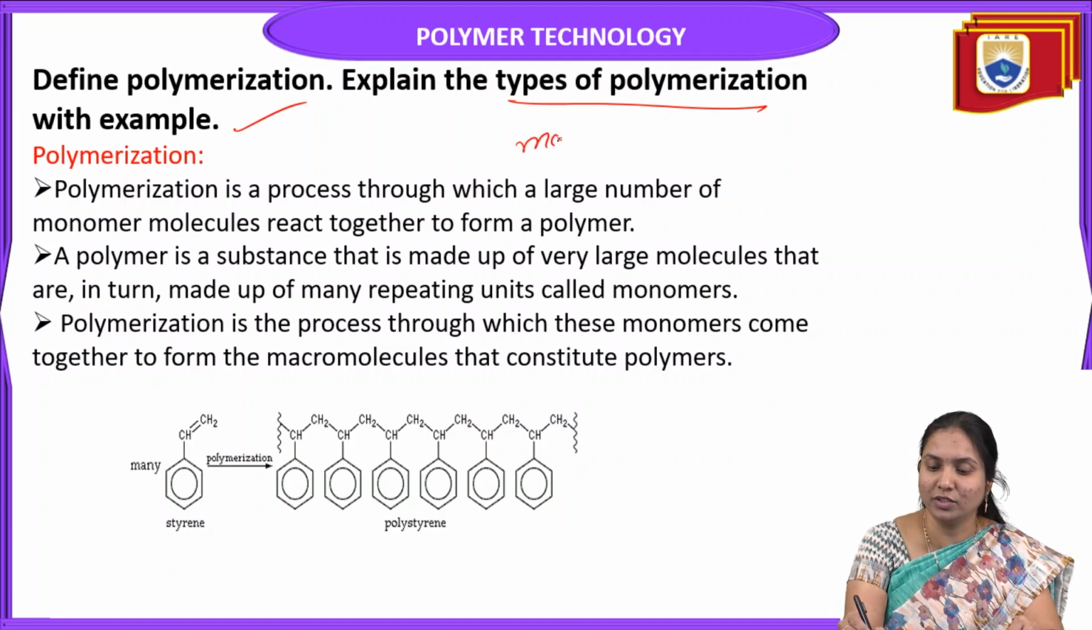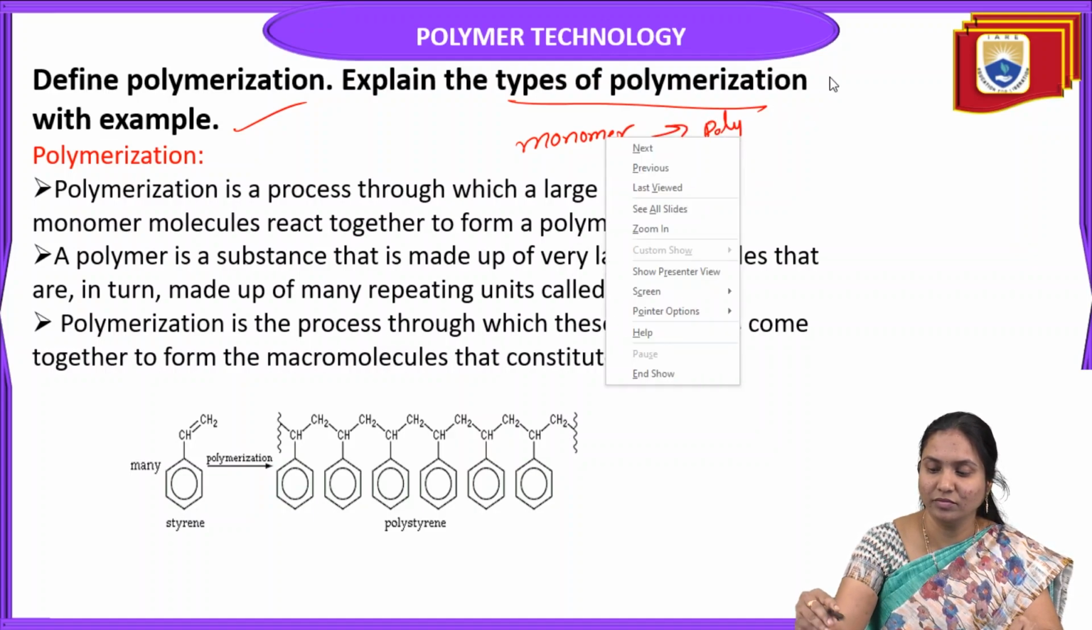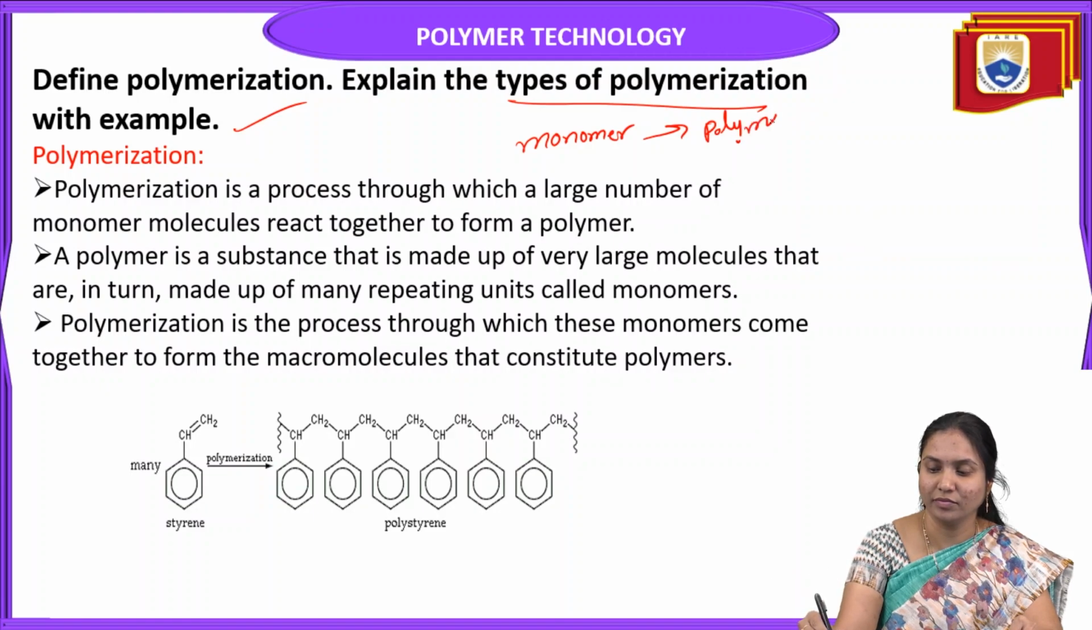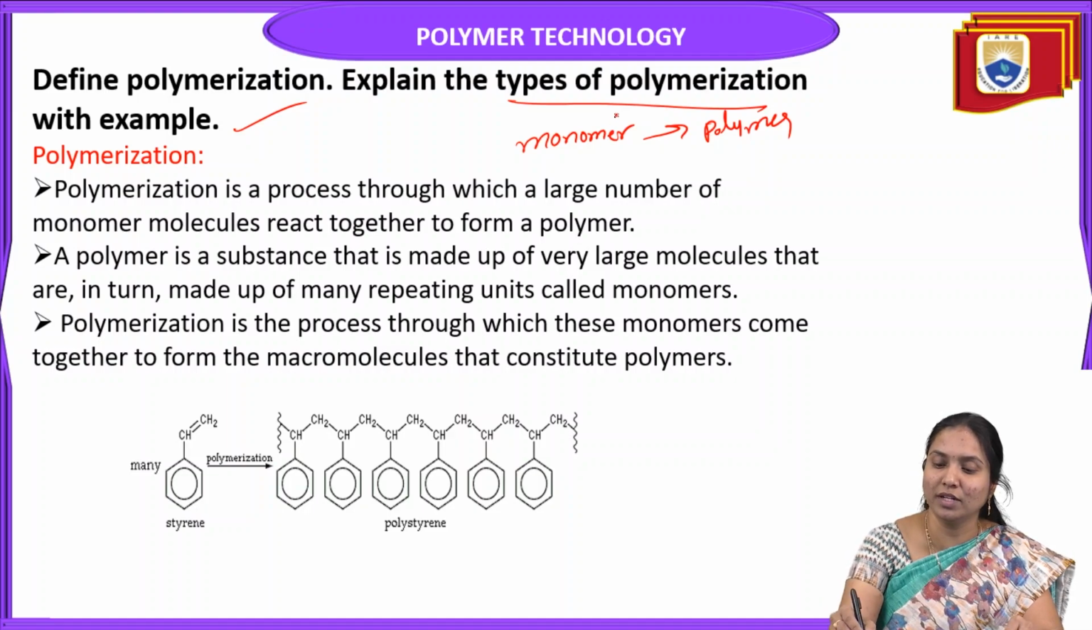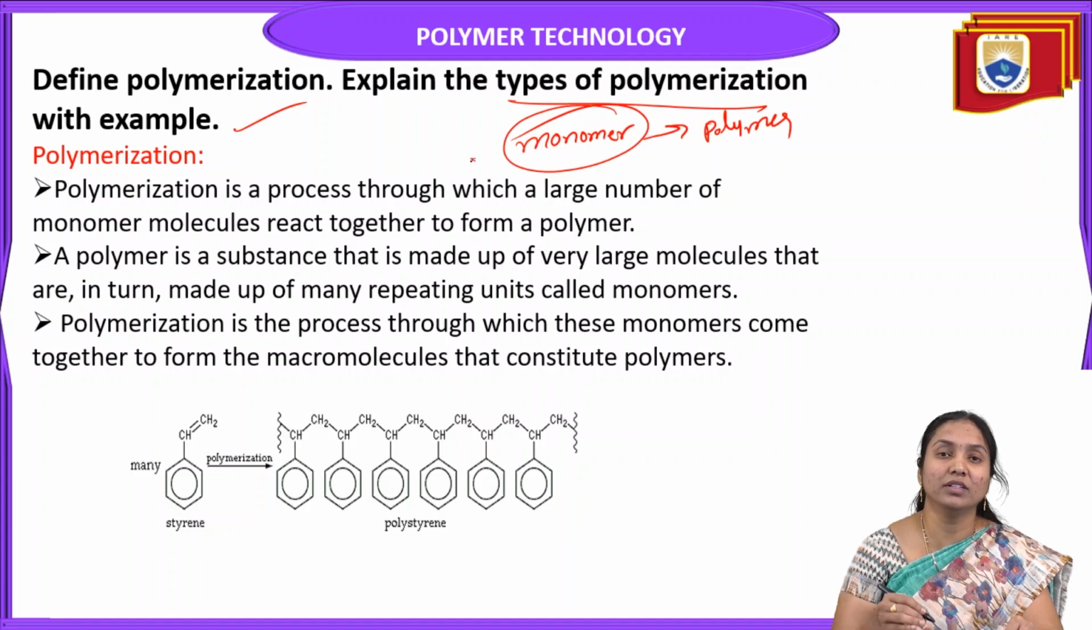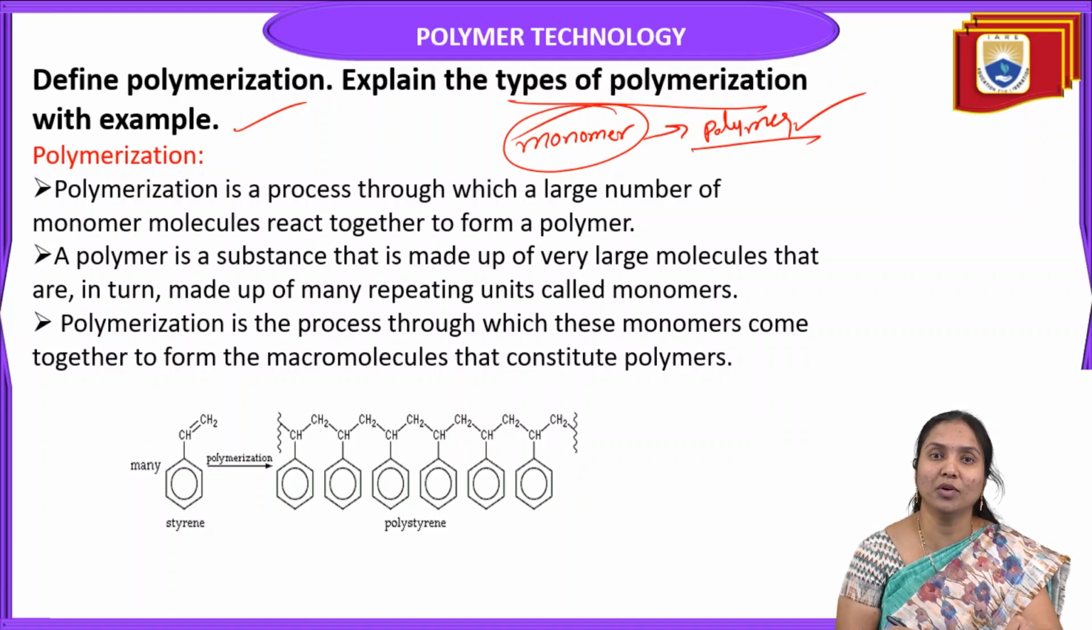So the monomer converts into polymer. This process is called polymerization. Simply, polymerization means a low molecular weight compound is converted into a high molecular weight compound. Here the monomer is a low molecular weight compound. A number of monomeric units undergo polymerization to form polymers, which are high molecular weight compounds.